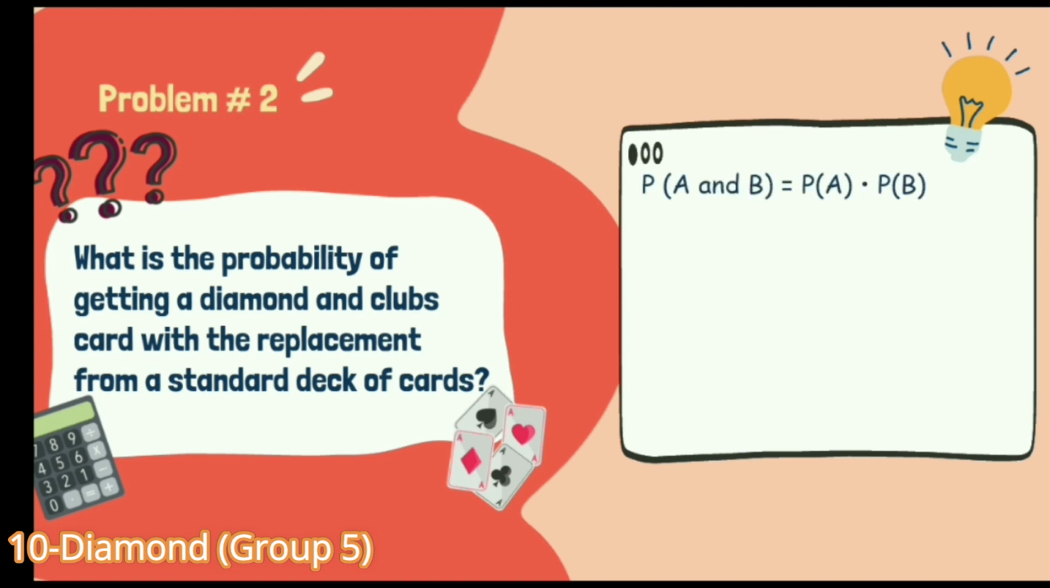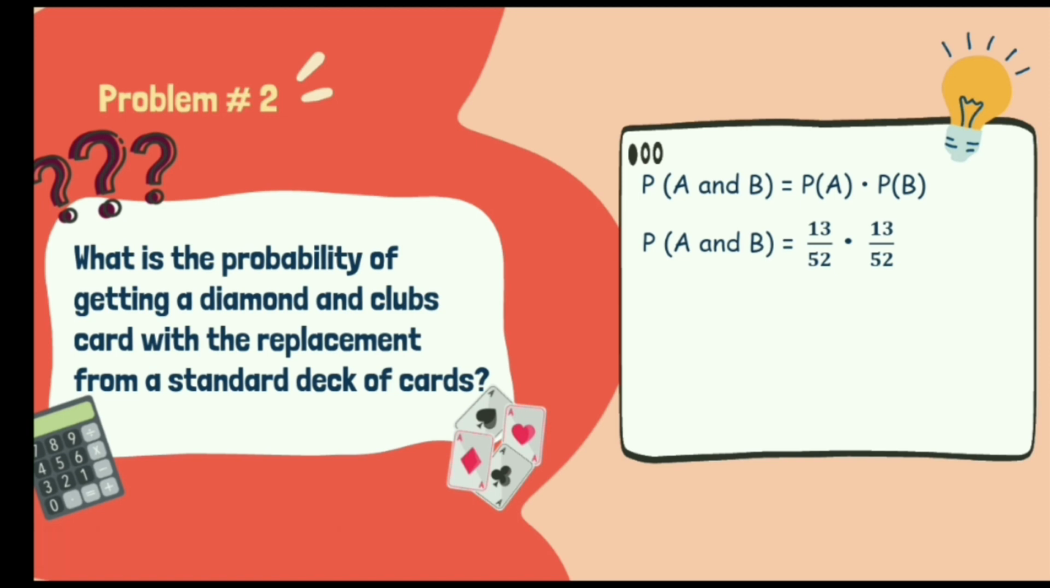The probability of A and B is equal to the probability of A multiplied by the probability of B. The probability of A refers to the probability of getting diamond card, and the probability of B refers to the probability of getting clubs card. The probability of getting diamond card is 13 over 52. 13 is equal to the total number of diamond cards in a standard deck of cards, and 52 is the total number of cards in a standard deck of cards.